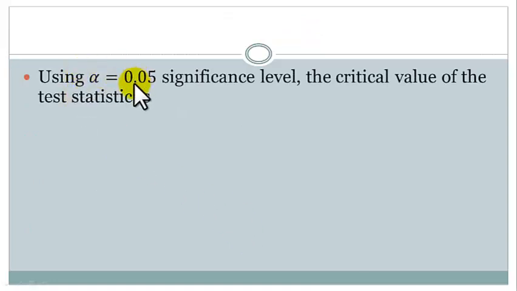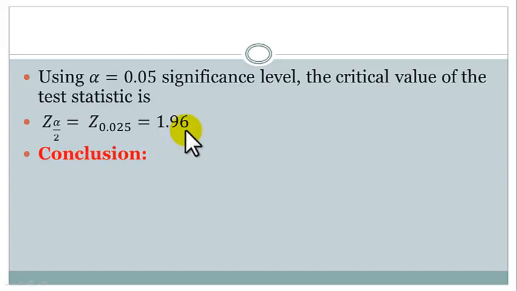Using alpha equals 0.05 significance level, the critical value of our test statistic z is z alpha over 2. We are dividing alpha by 2 because it is a two-tailed test, and that will be equal to z 0.025. From the standard normal table, this will give us 1.96.